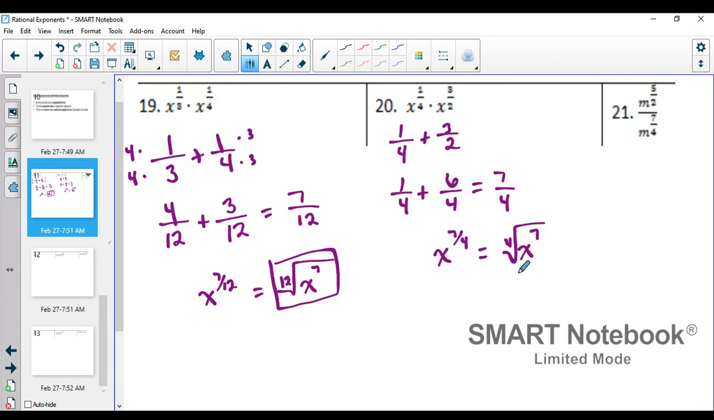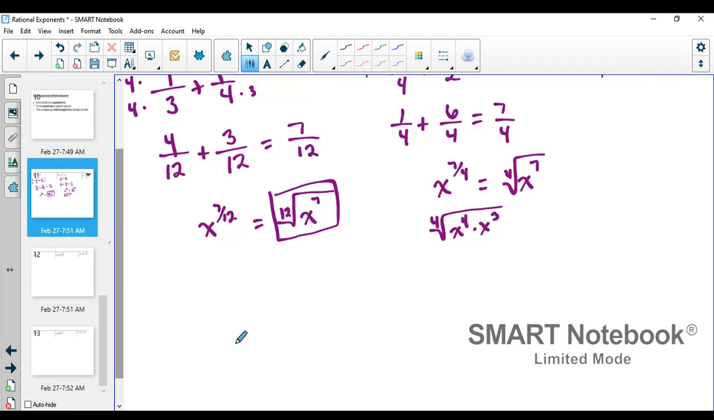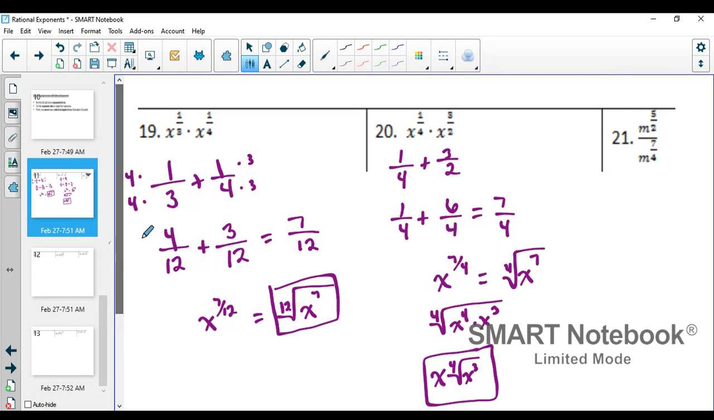Now, we can simplify this further, because we can make this the 4th root of x to the 4th times x cubed, and then 4 divided by 4 is 1, so you get x times the 4th root of x cubed. And this is the final answer of x to the 1/4 times x to the 3/2.